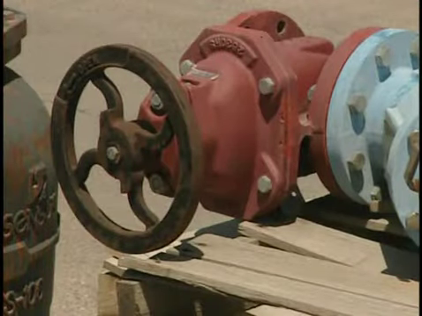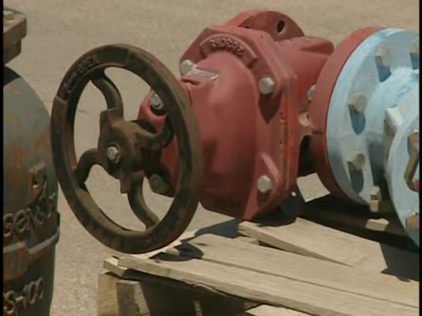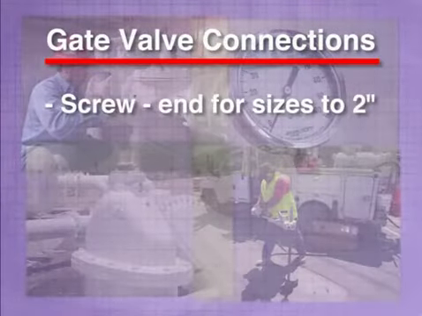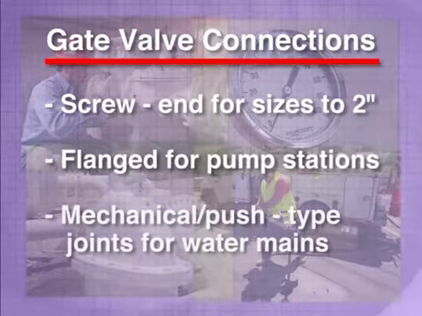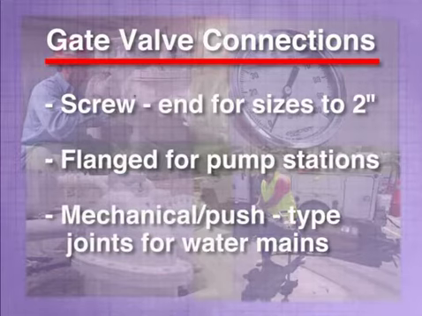Valve connections used for distribution system gate valves include screw end for sizes up to 2 inches, flanged for exposed pumping station piping, and mechanical and push-type joints for buried water mains.